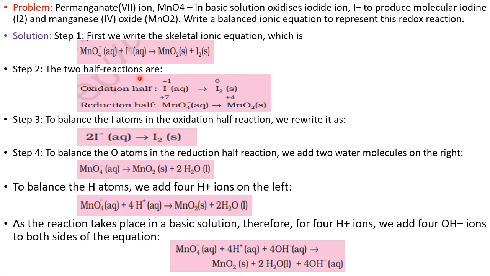Now what you have to do? We will divide the main equation into oxidation half and reduction half. Loss of electrons: iodine has gone from minus 1 to 0, increasing the oxidation number. Therefore, it is oxidation. I have taken it separately here: I minus gives I2, minus 1 to 0. This is called the oxidation half. Now, this is the reduction half. Mn has gone from plus 7 to plus 4, a decrease in the oxidation number. It is the reduction half.